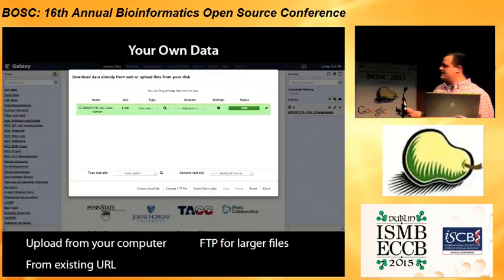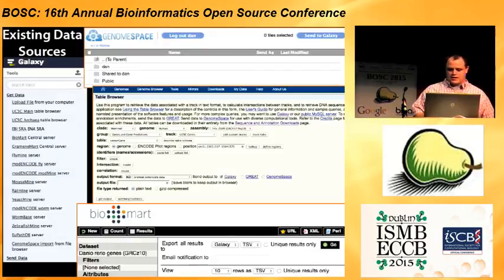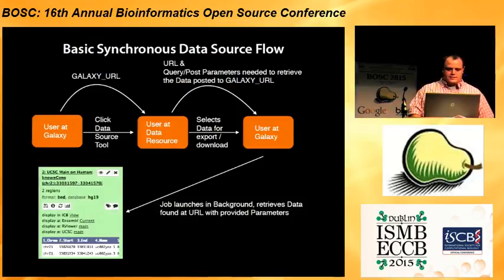So to get Galaxy data into Galaxy, you can either upload from your computer existing URLs, FTP for large files. That's pretty boring. But if you want to get data from existing genome resources, we provide direct interactions into them. So for example, Genome Space, the UCSC table browser, and Biomart Intermine, for example.